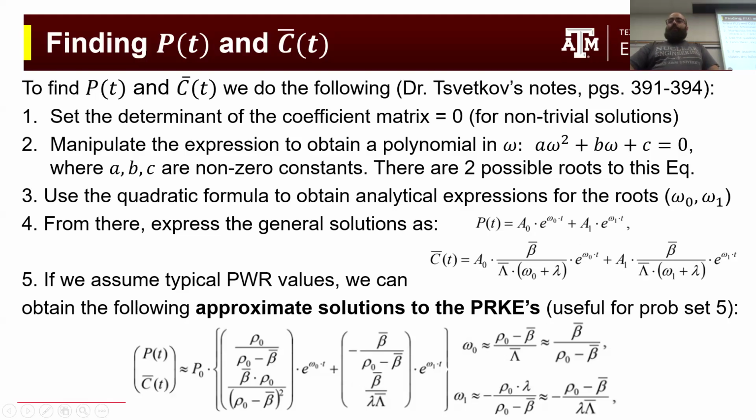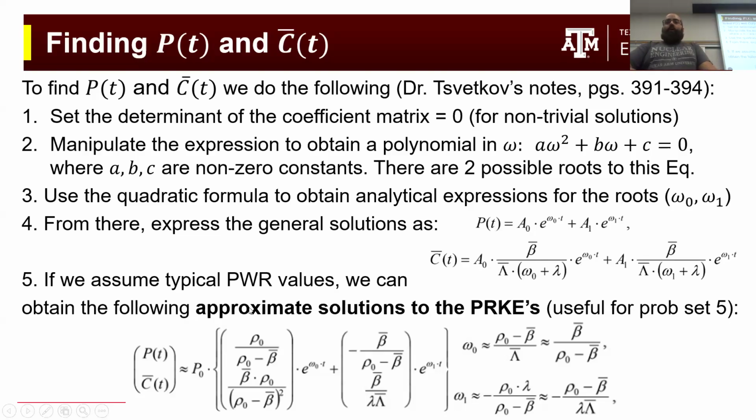And then in Dr. Spedkov's notes, he talks about this one group approximation and then assuming some typical PWR values. By assuming some typical PWR values, it allows you to make approximations about what these constants can be approximated as. It's basically making arguments that this term is going to be a lot bigger than this term, or this ratio is going to be bigger than this term. And that allows us to simplify the way that we express those time constants.